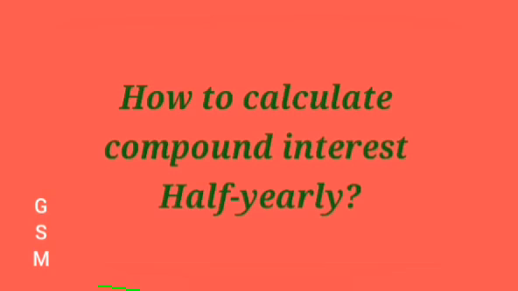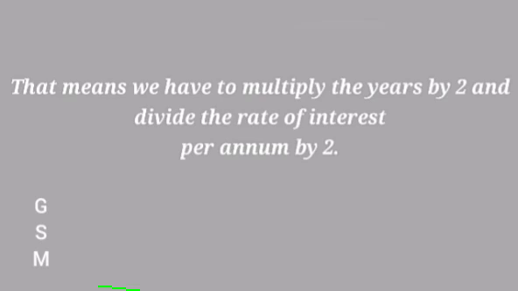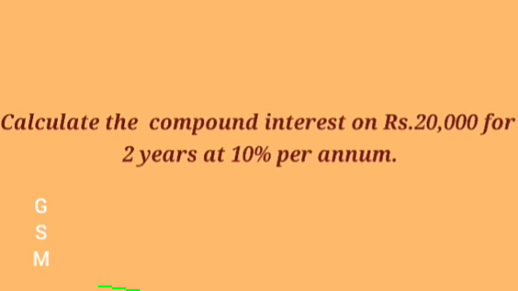Now we are going to see how to calculate the compound interest half-yearly. To calculate the compound interest half-yearly or semi-annually, we have to make the rate of interest half of the interest given per annum, and n will be the number of half years in the given time. That means we have to multiply the number of years by 2 and divide the rate of interest by 2.